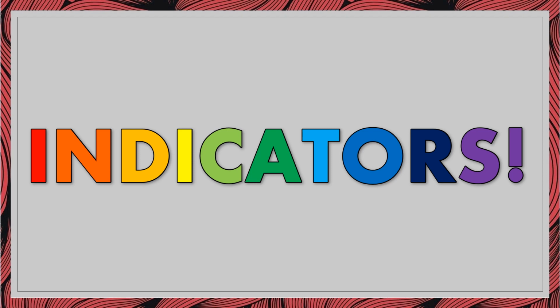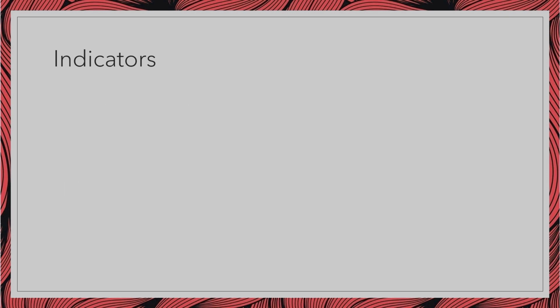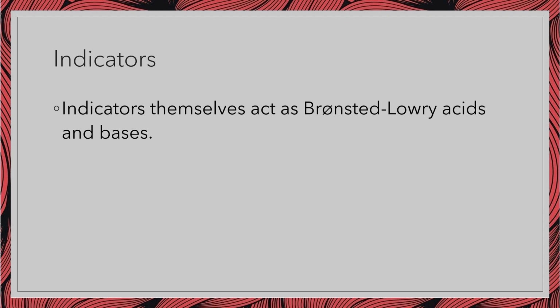Okay, so what are they? They're intensely colored compounds that change color in acidic, basic, and neutral conditions. The point where the color changes is called the endpoint, and it largely depends on the pH of the solution and the indicator itself. Indicators act as Bronsted-Lowry acids or bases, and it's that acting as an acid or a base that actually allows it to change color.